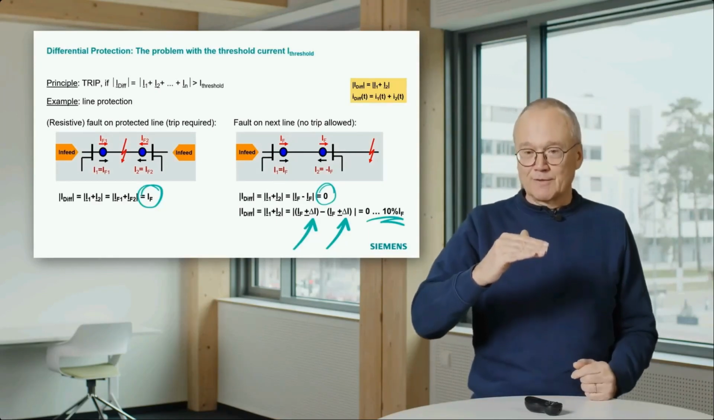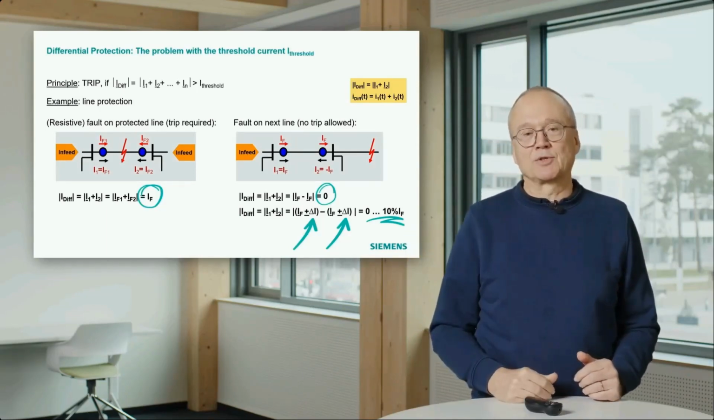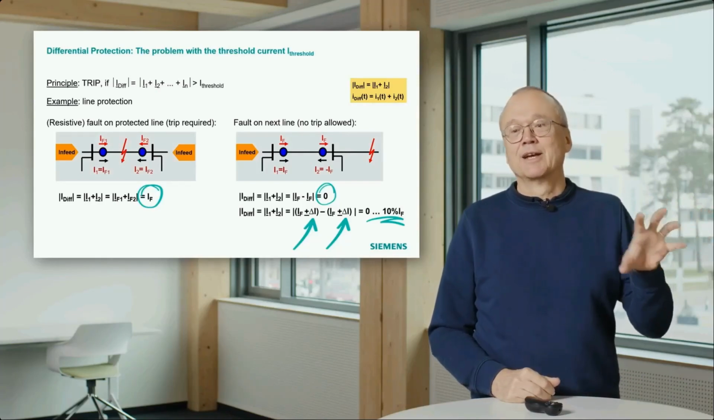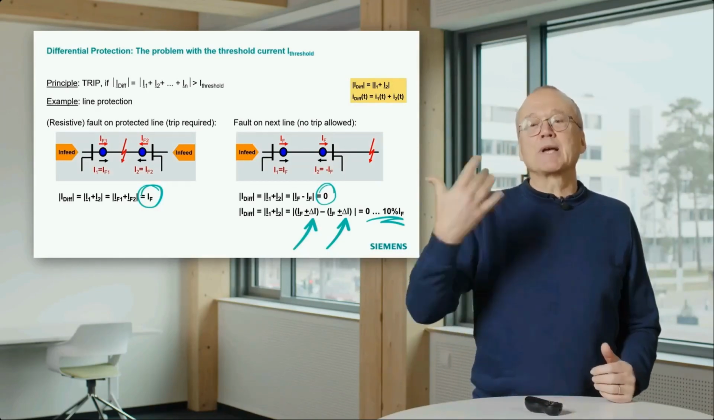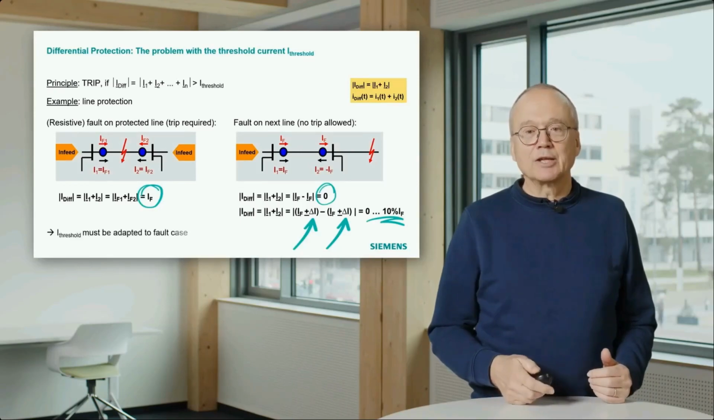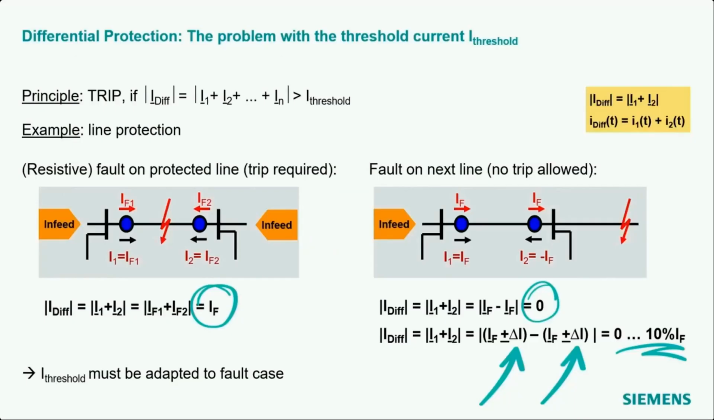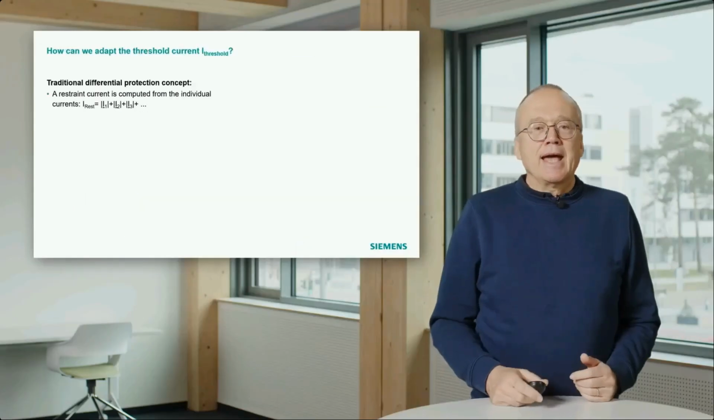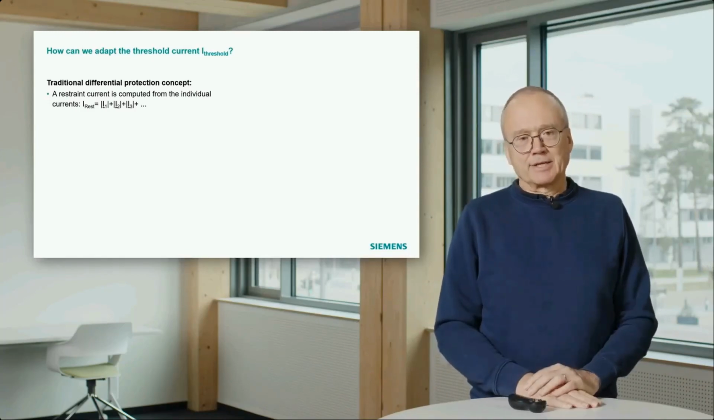That means our threshold value we use for the differential principle must be higher than 1000 amps. That means on the left case we said it must be lower than 300 amps, and on the right side we say it must be higher than 1000 amps. And the result of that is this threshold value must be adapted to the fault case. That means in differential protection, we calculate the differential current and compare it with a value which has to be adapted to the fault case. And there are different possibilities to do that.